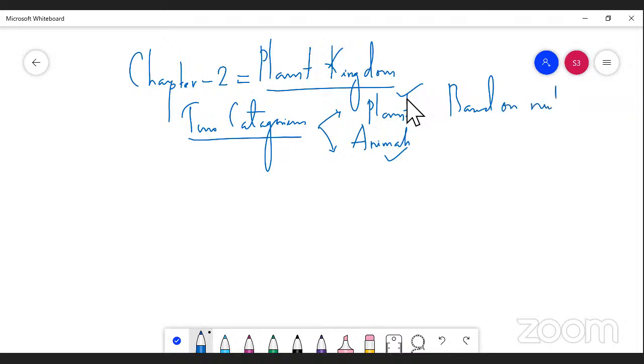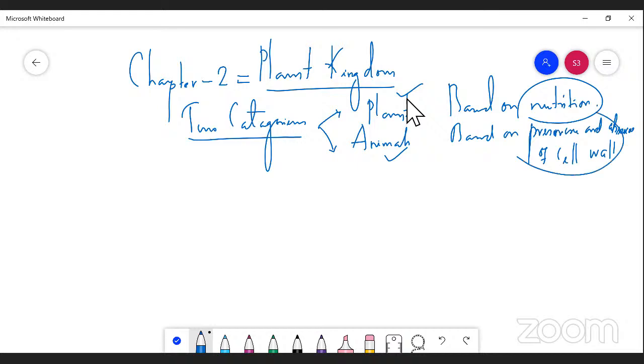Based on nutrition, then based on the presence and absence of a cell wall. In our initial lecture, this is how plants and animals are classified, apart from nutrition and the presence or absence of a cell wall. The plant must be classified.